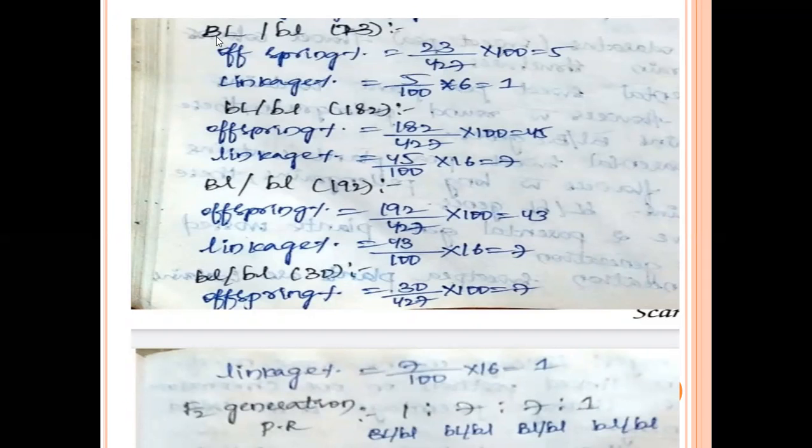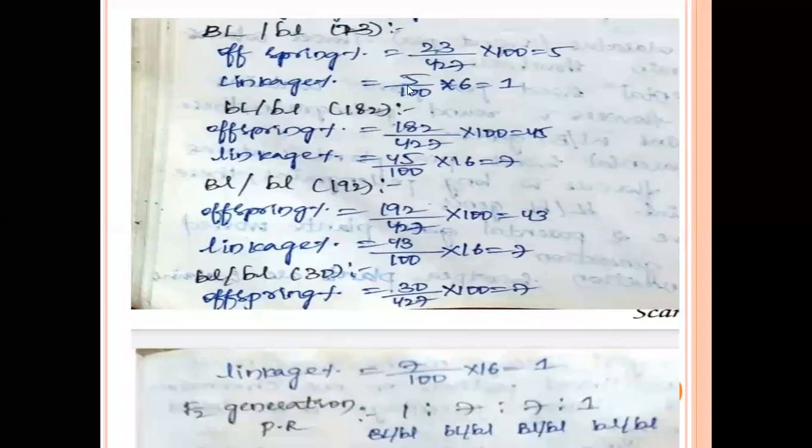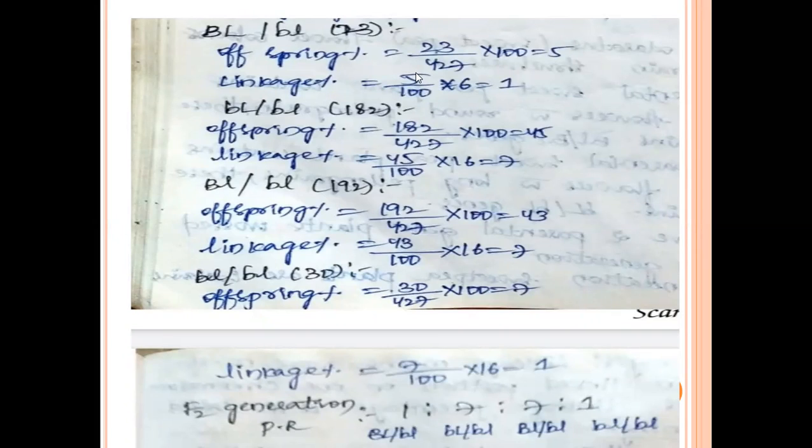First we take the value of capital B capital L. Capital B capital L plants developed number 23. Offspring percentage is equal to 23 by 427 into 100, which is equal to 5. This value of 5 is inserted into the linkage percentage: offspring percentage by 100 into 16. The final value is 1. So for capital B capital L, the value is 1.